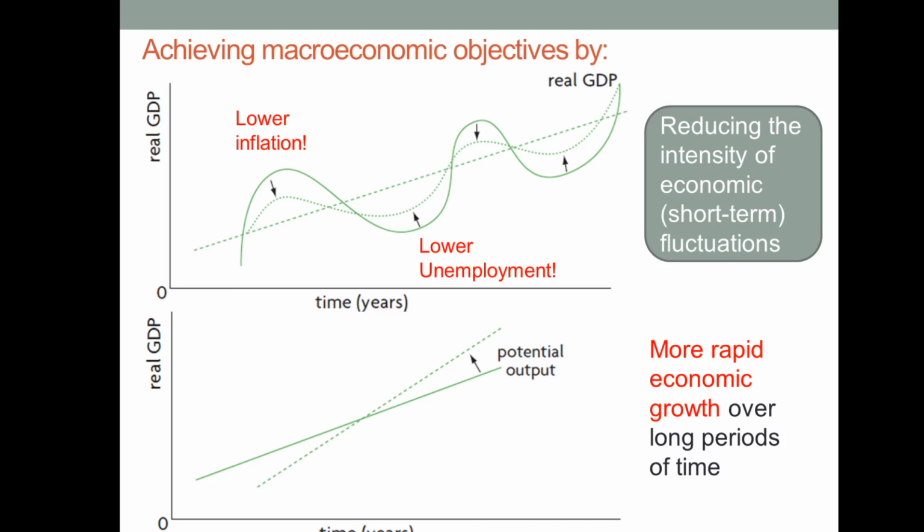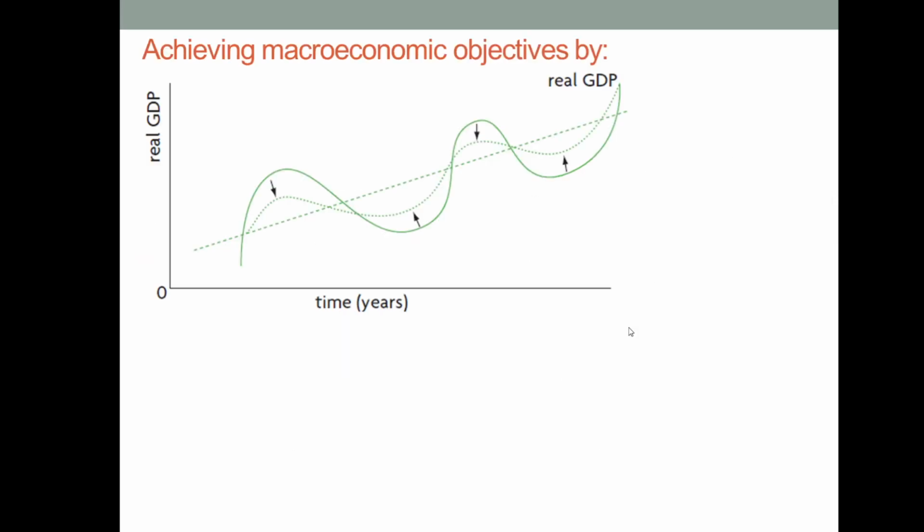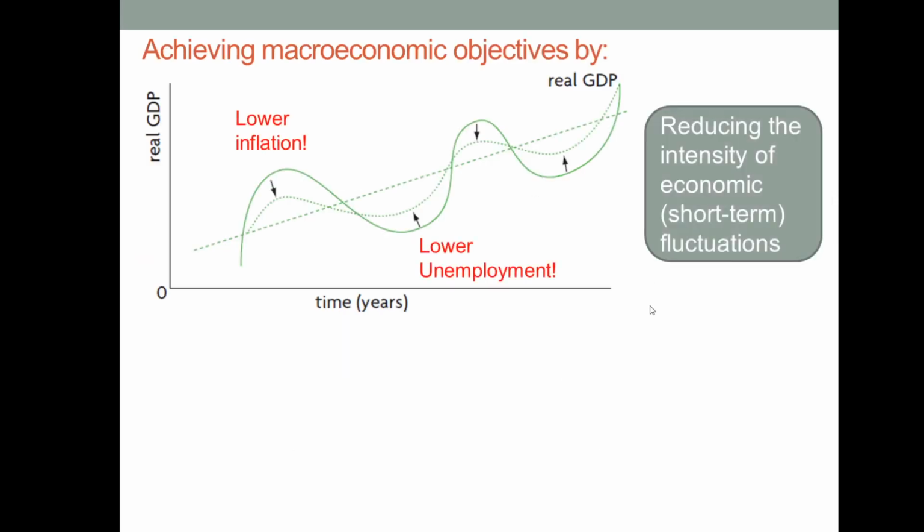So this is the business cycle, and we are going to use the business cycle to explain aggregate demand and supply in the next chapter. You are going to hear the terms deflationary gaps and inflationary gaps once again in the next chapter. You are going to find some connection between the business cycle and the aggregate demand and supply curve very soon. So this is all for this chapter.